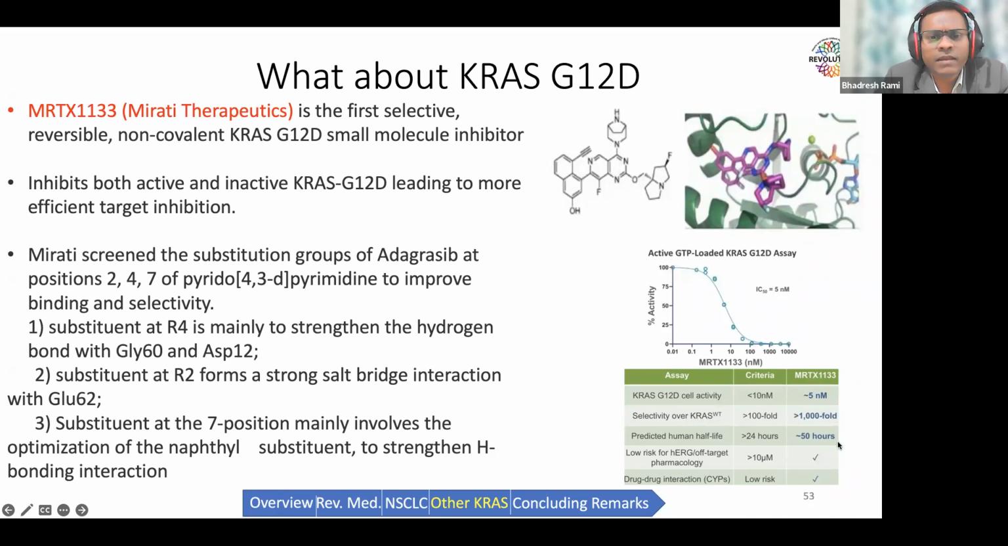Its PK properties are very good. It's a long-lived molecule in the blood, systemic circulation. Its hERG activity is poor and it doesn't inhibit any of the CYPs, so the DDIs are also of very low risk. So it's a very promising development in terms of a non-covalent dual acting reversible inhibitor of glycine 2 aspartate mutation, which is one of the key mutations along with the rest of the alleles that are seen.